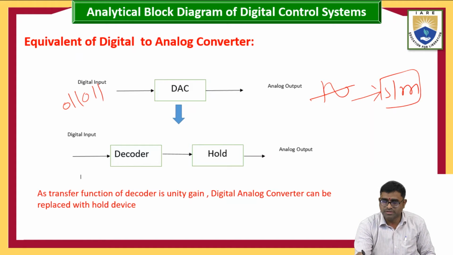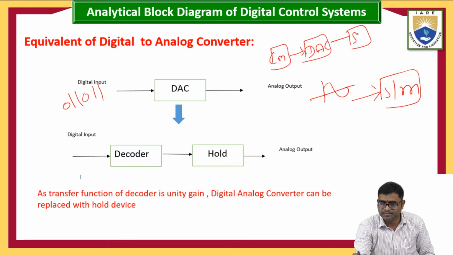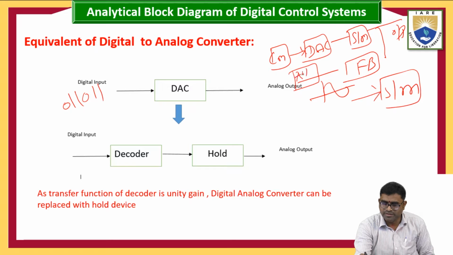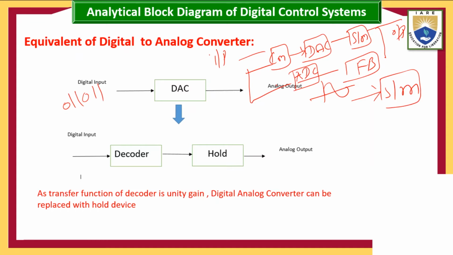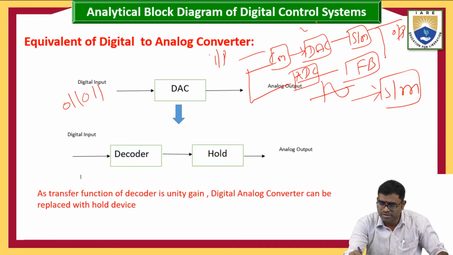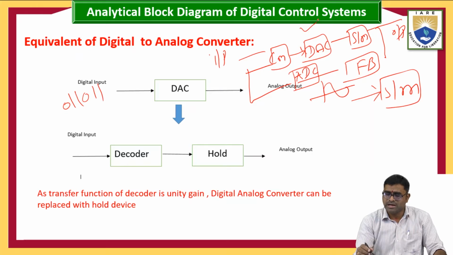Okay, in this block diagram we have the computer, DAC, system, output, and feedback through the ADC at the input. This is one. So now I am going to here DAC, digital to analog conversion.